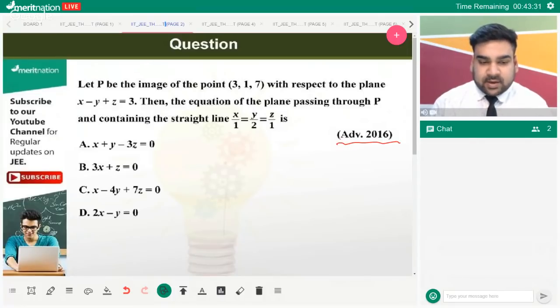For example, there's a plane which is given to us. Let's say this is the plane.